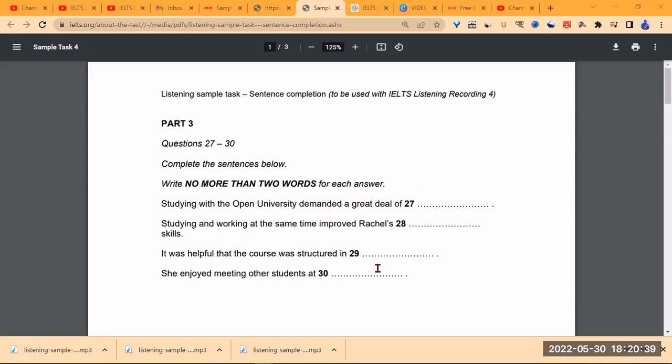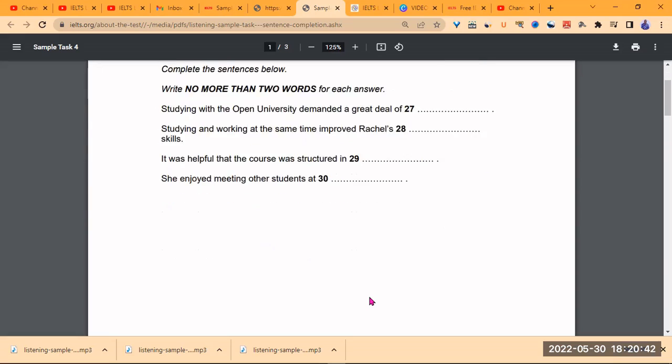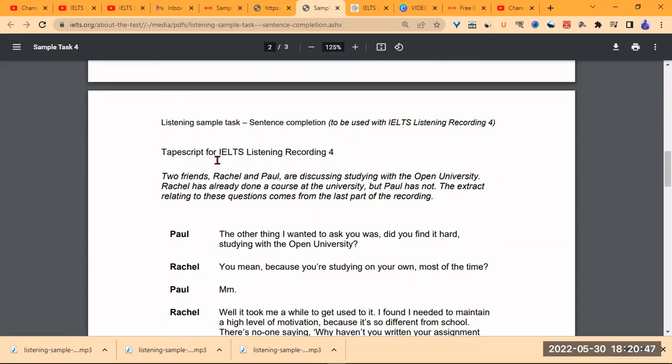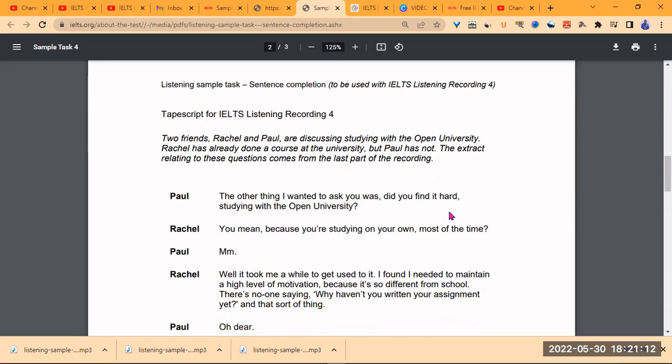Now, to give you a clearer view of this, let's look at the transcript. Okay. So here you see the transcript for the IELTS listening recording, the one we just listened to. Two friends, Rachel and Paul, are discussing studying with the Open University. Rachel has already done a course at the university, but Paul has not. The extract relating to these questions comes from the last part of the recording. Now let's look at the transcript of what we listened to.